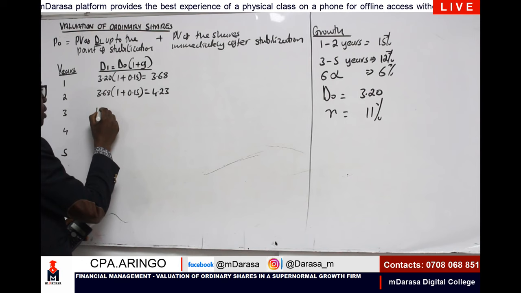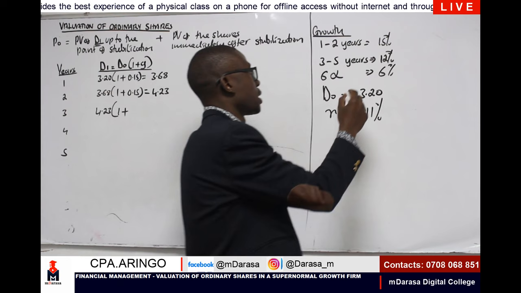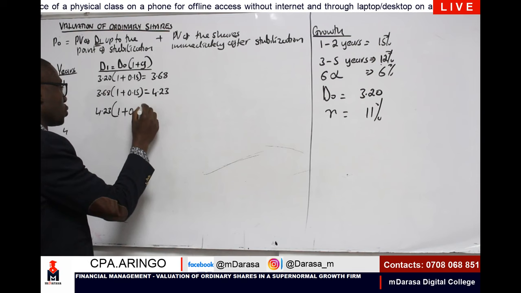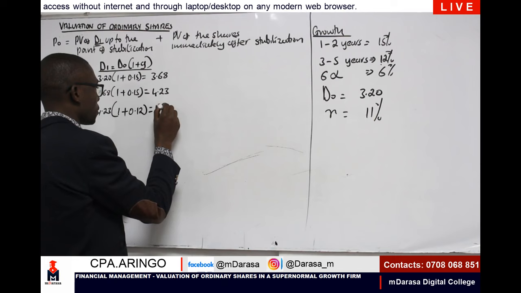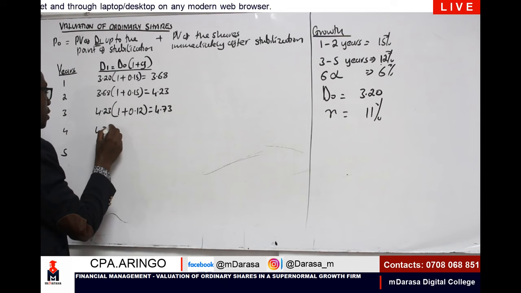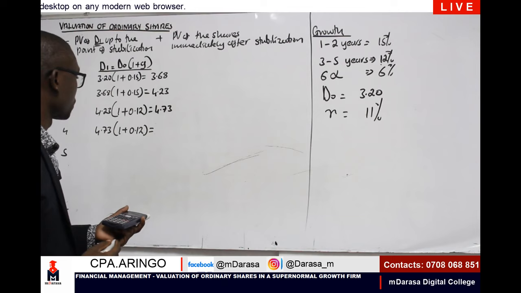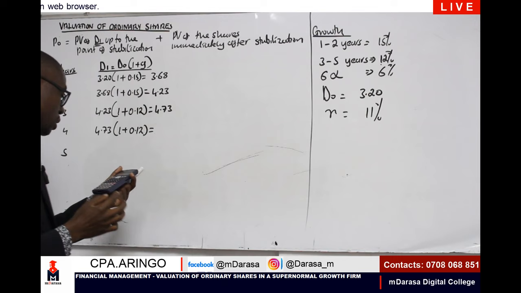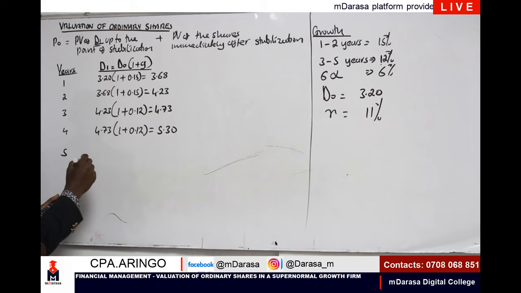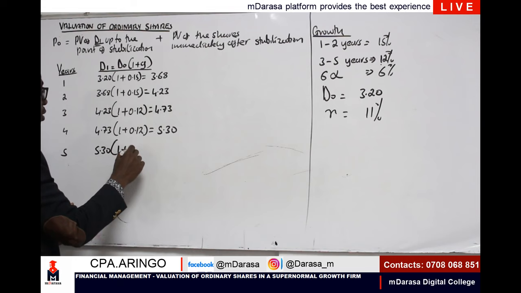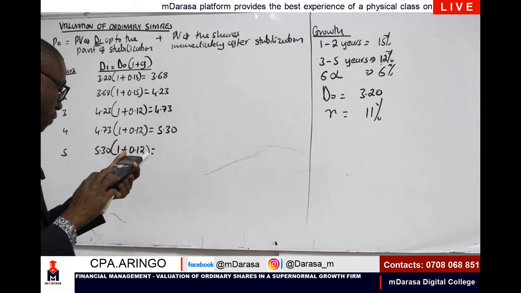1 plus our growth rate now in years 3 to 5, we're having 12% because it declined. So 0.12. That should give us 1.12 times 4.23, which should give us 4.73. Year 4, what will we be having? 4.73 times 1 plus 0.12, which will give us 1.12 times 4.73 to give us 5.30. So in year 5, we should be having 5.30 times 1.12 to give us 5.94.